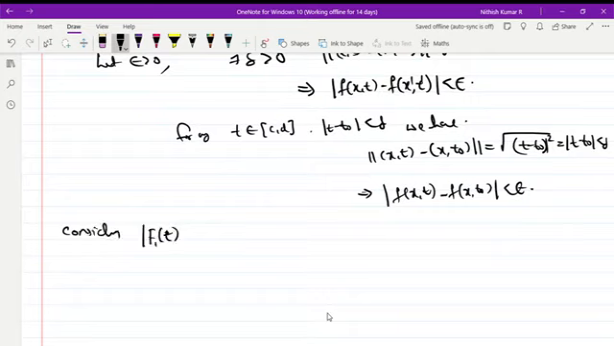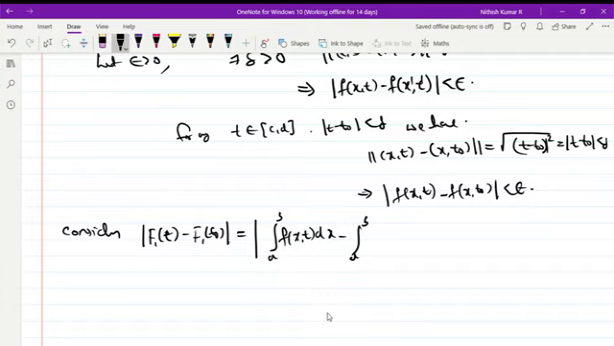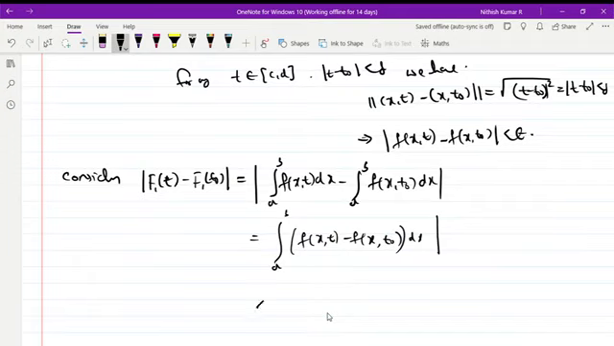Consider modulus of capital F1(t) minus capital F1(t naught). This is nothing but integral from a to b of f(x, t) dx minus integral from a to b of f(x, t naught) dx, which is nothing but the integral from a to b of f(x, t) minus f(x, t naught) dx.